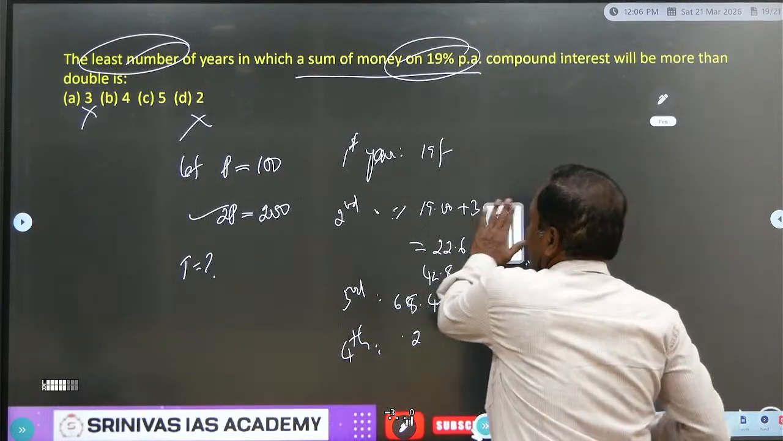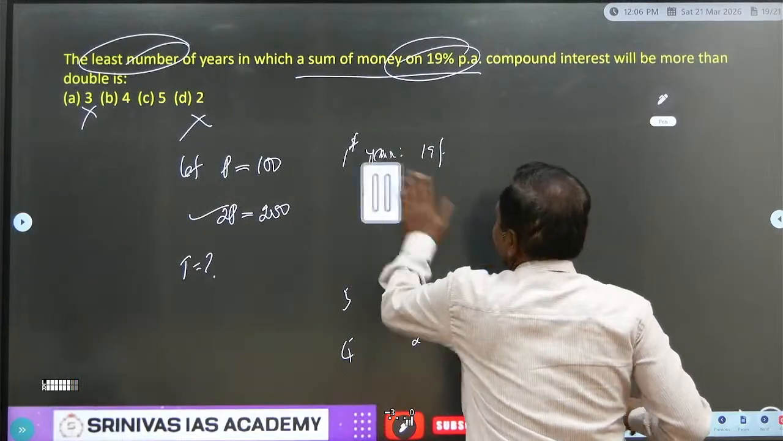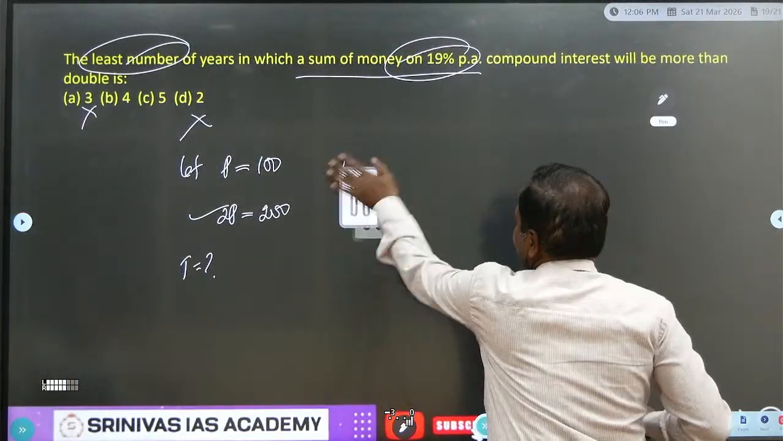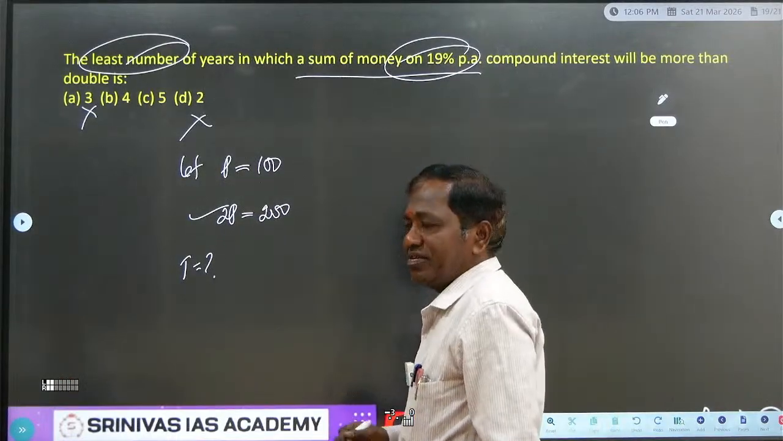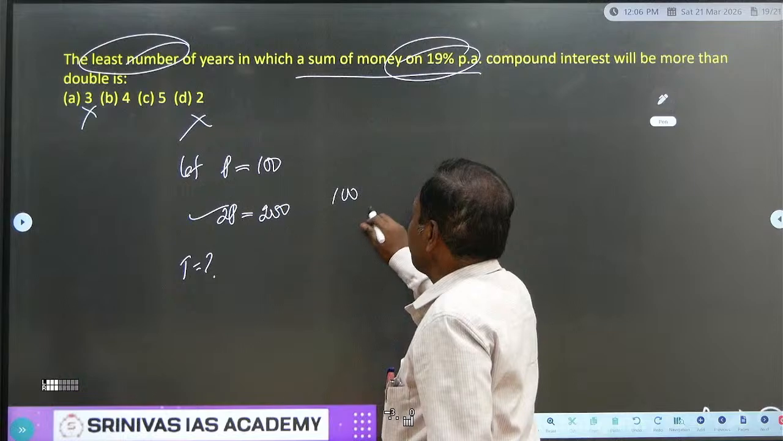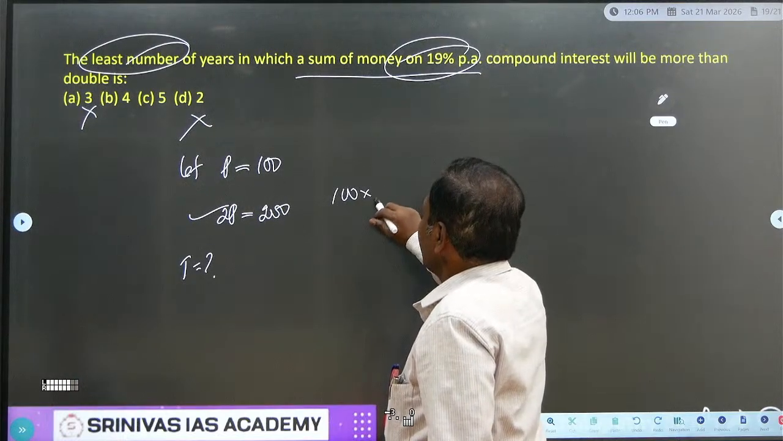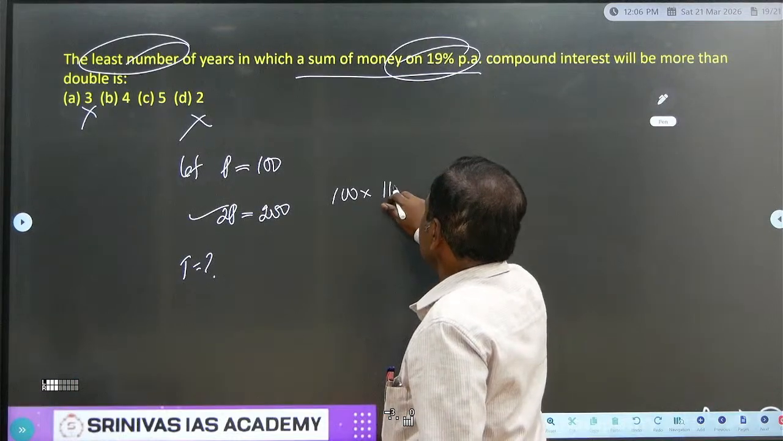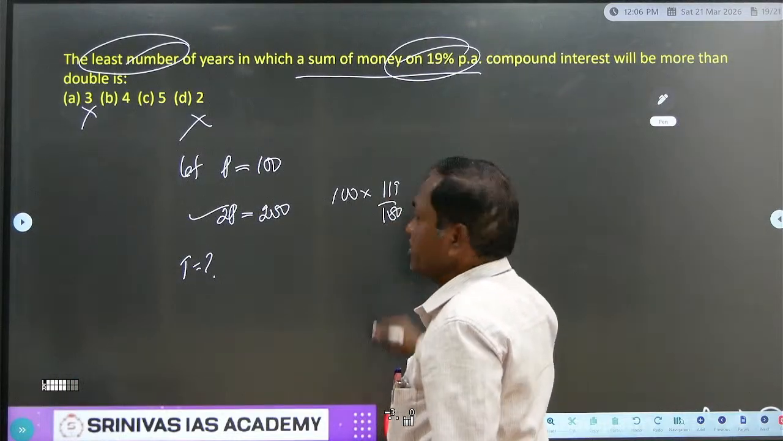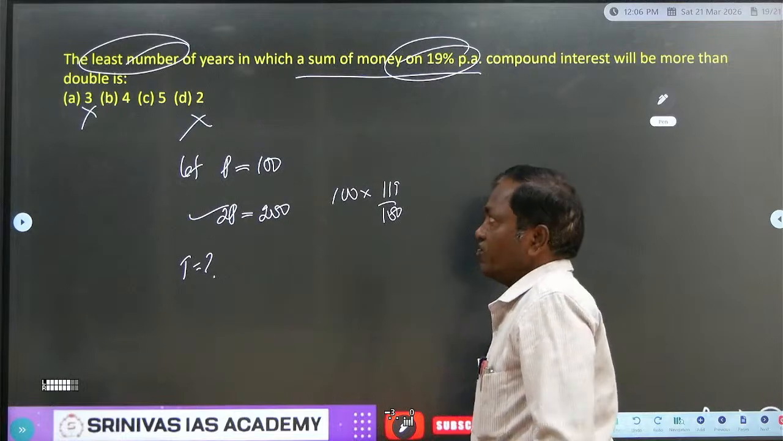Check. Sir, the formula is a very lengthy formula. Amount equals P after... You can put 100 rupees into 1 plus R by 100. Then what will happen? 119%. Correct? This is for the first year.